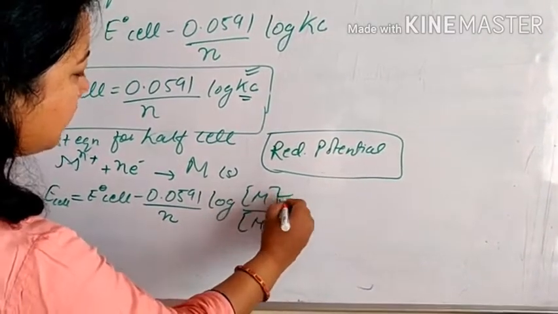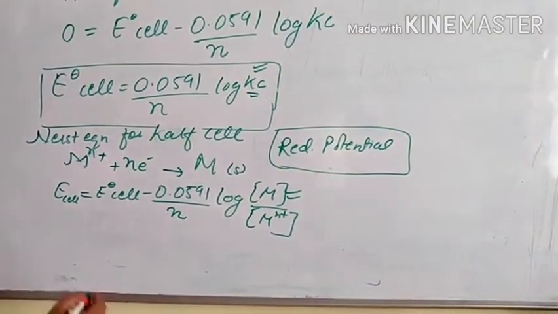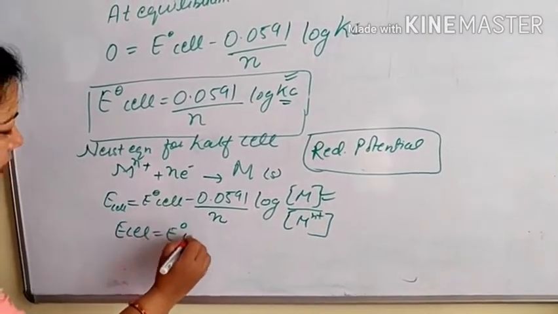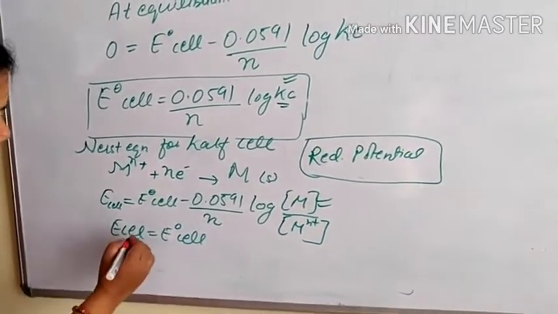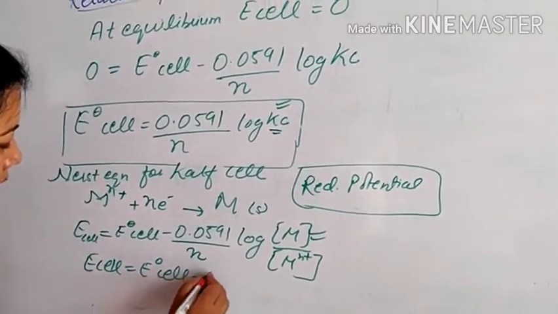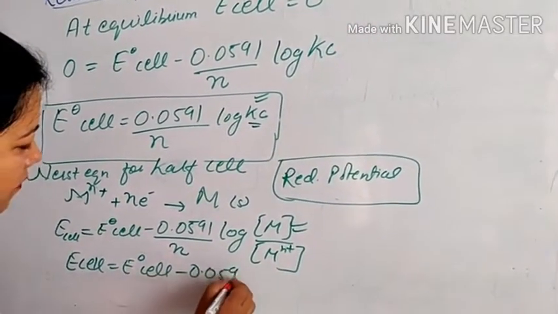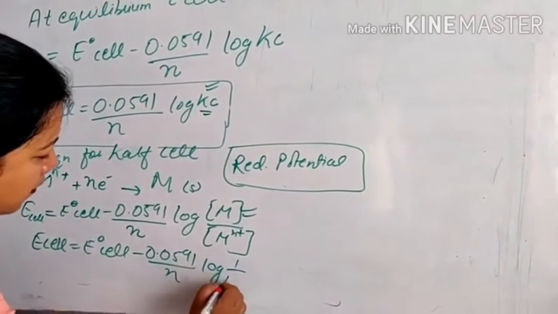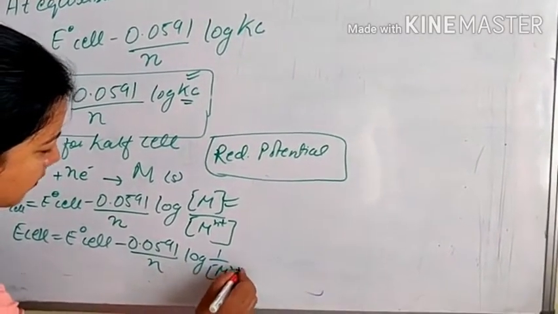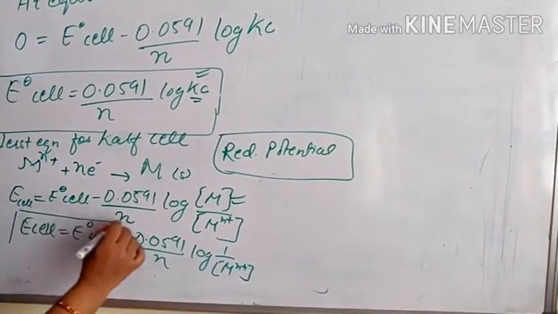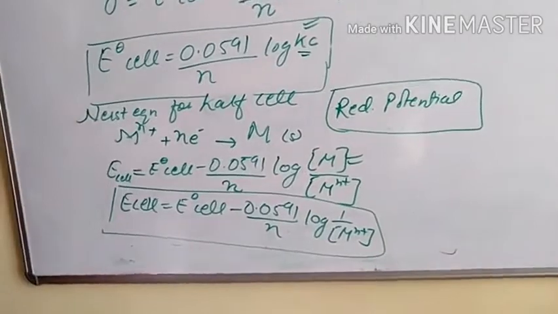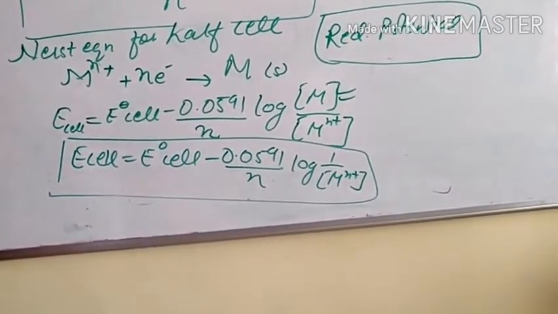Now since it is a pure solid, it can be replaced by 1, therefore the equation can be further written as E cell is equal to E naught cell minus 0.0591 upon n, log of 1 upon M n+. So this is how we can write the Nernst equation for a half cell.